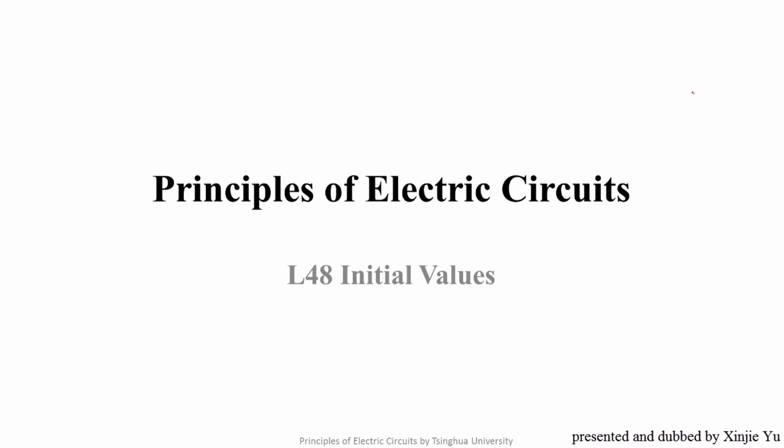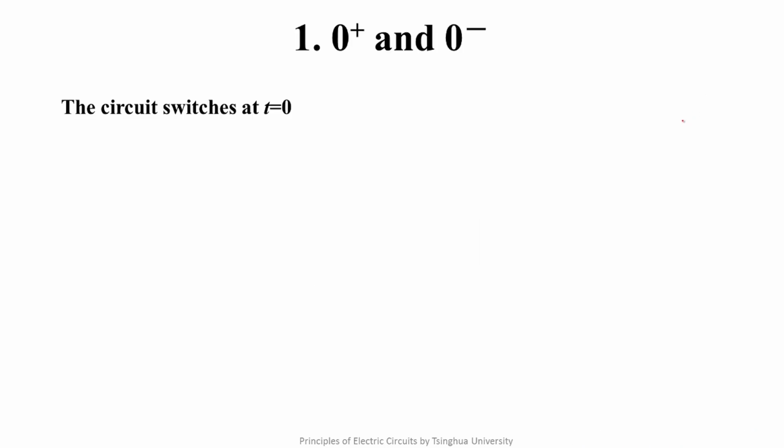Hello students, this is lecture 48. We discuss the initial values. Before that, we need to differentiate two concepts, that is zero positive and zero negative. We suppose the circuit is switched at time 0 in the following discussion.